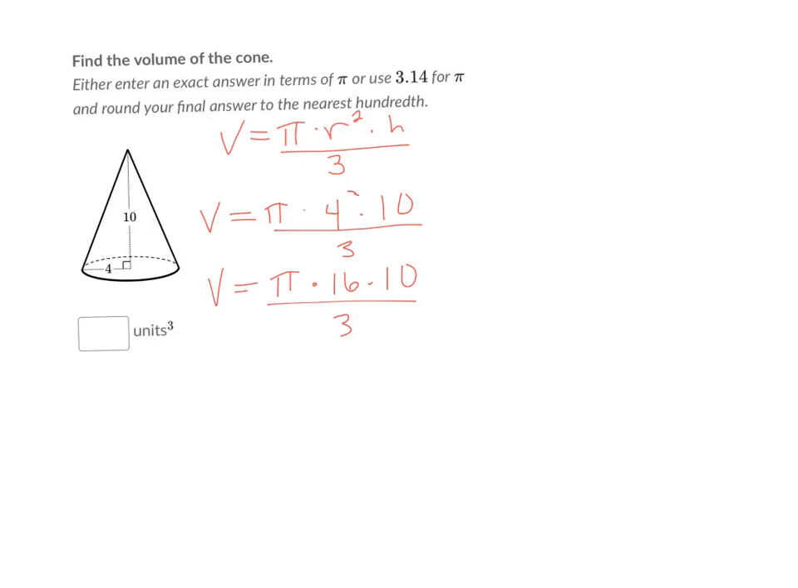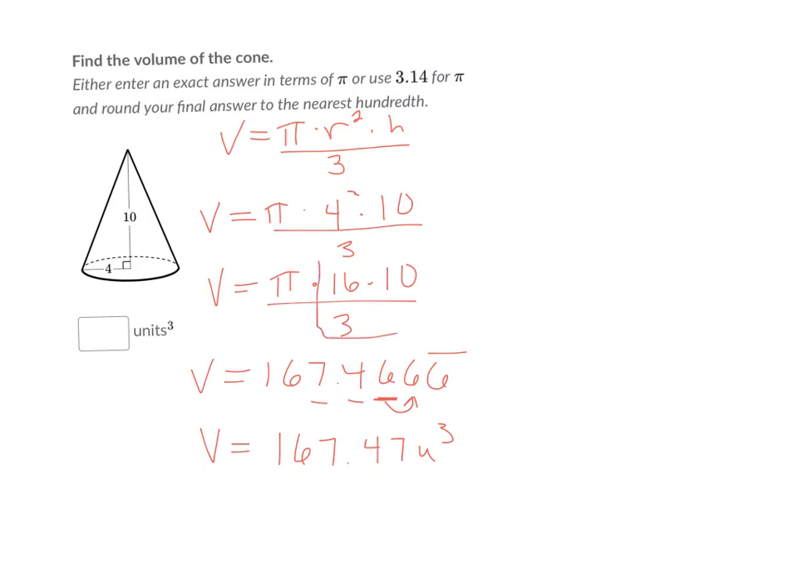So if I go pi times 16 times 10 equals, then divide that by 3, I get a volume that equals 167.46666. Looks like it keeps going. And they want us to round to the nearest hundredths place. So here's my ones, here's tenths, hundredths. So if I'm going to round to this place, I go to the one behind. If it's 5 or more, it rounds up. So this would be volume is equal to 167.47 units cubed.